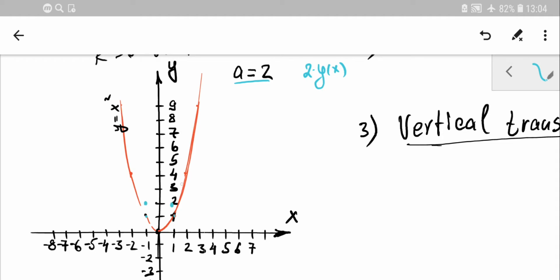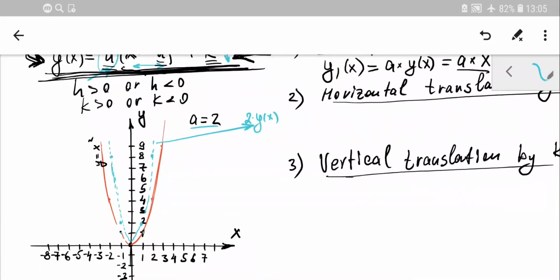Remember, it gets narrow. For, let's say, 4, yes, for 4, we'll get 2 times more, which is going to be 8. So when x is 2, now we'll get 8 here. And that means we've got this form of the parabola. That's the first step, after scaling up by a factor of 2.